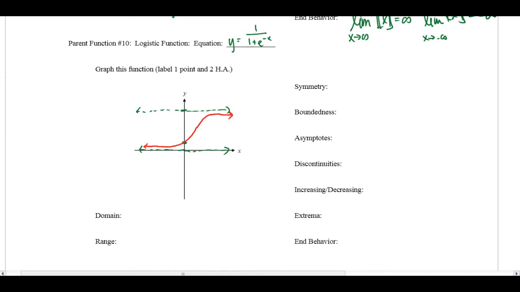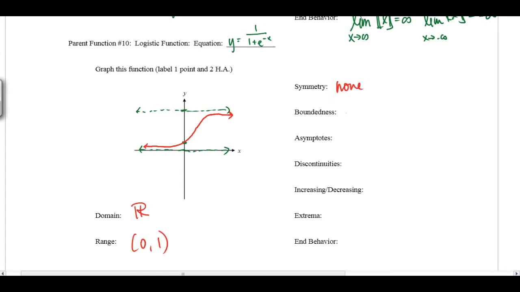And the way you could find a point is you could just plug in, 0 comma whatever, and see what you get. That's how I got the point 0, 1/2. I plugged in a 0 for x, and I had 1 over 1 plus 1, right? Anything to the 0 power is 1. And so that's how I got the half. The domain is all real. The range for us, this time, would be between 0 and 1, but not including those because it never touches them. The symmetry is none.